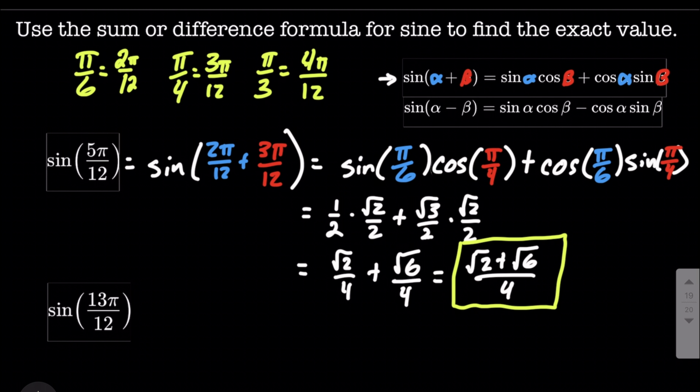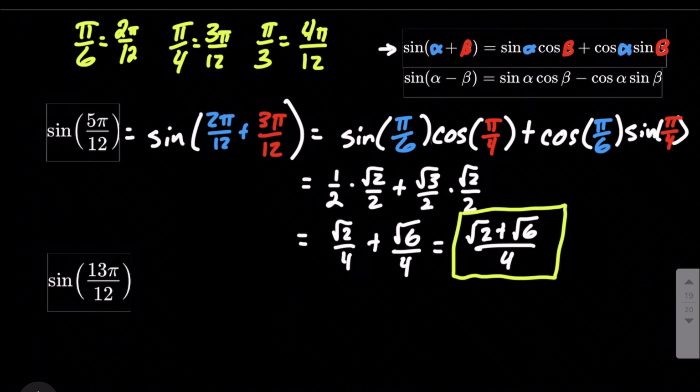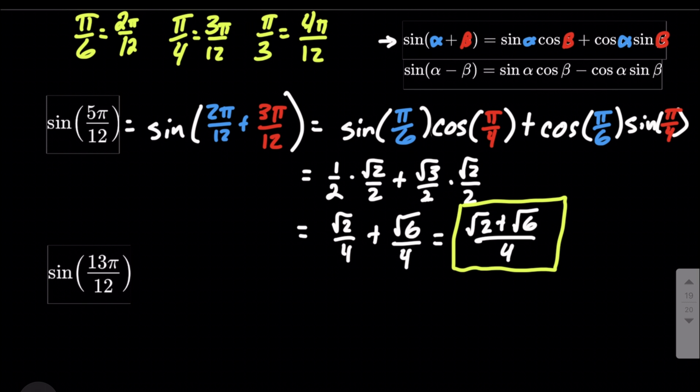Okay. Next, let's think about that sine of 13 pi over 12. So this one's going to be a little bit different because 13 pi over 12, we can't just add any of these two together, it would take more than just that. And what we want to have this written out as to use these formulas is two angles that are added or subtracted that make 13 pi over 12. But we run into that problem that doesn't really work out nicely.